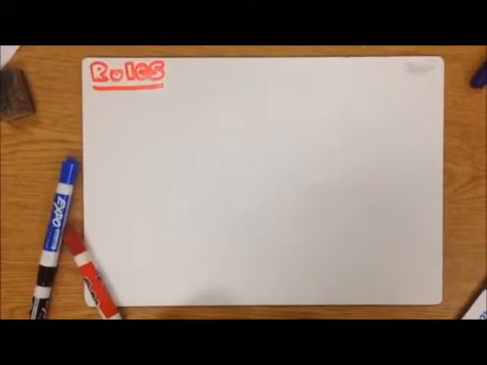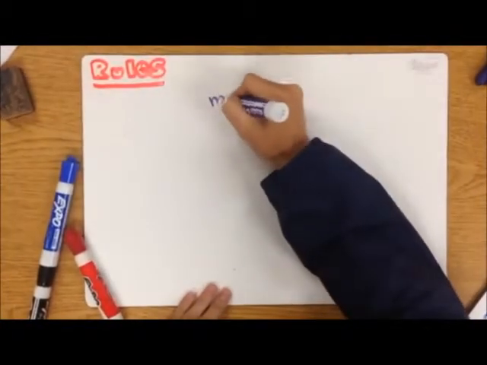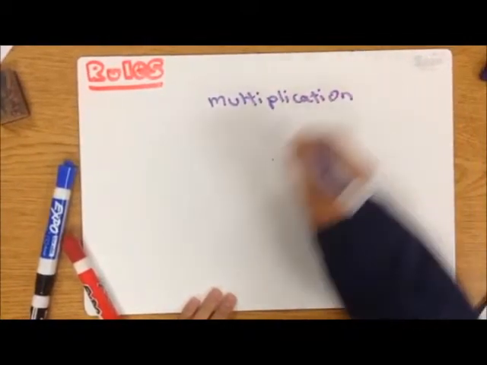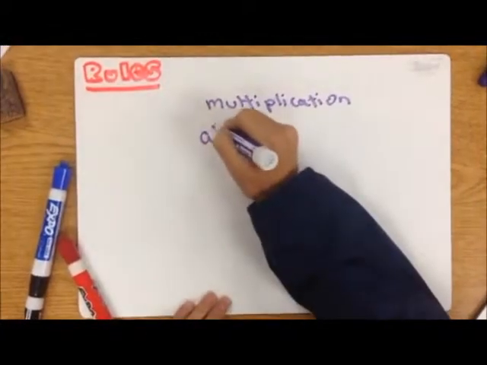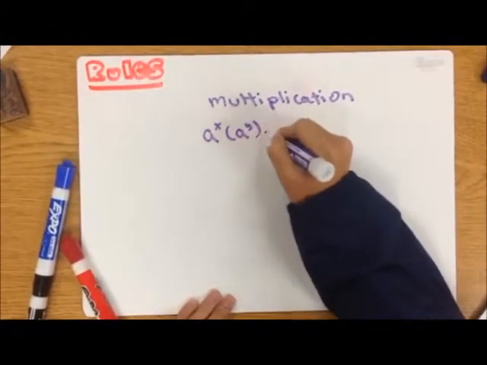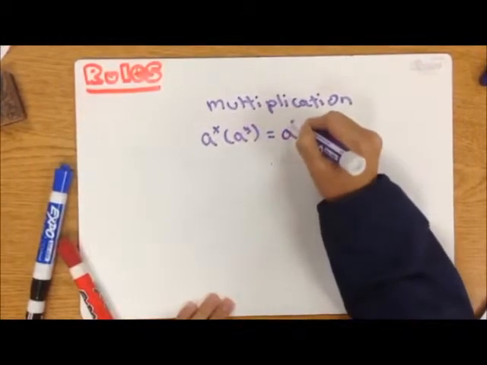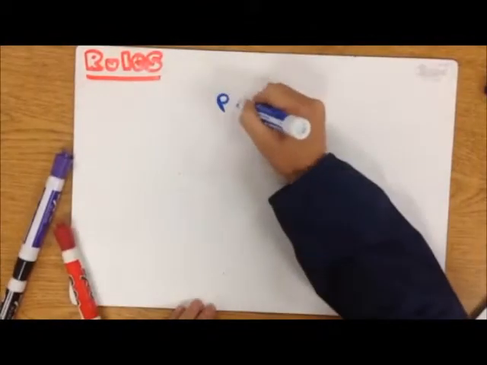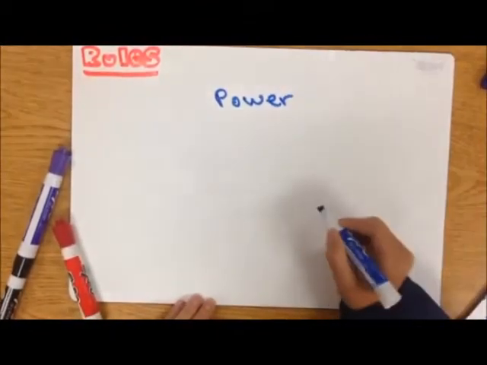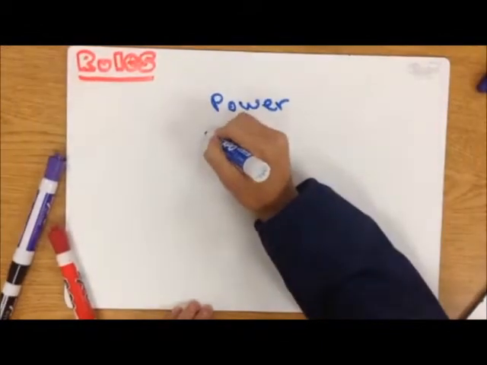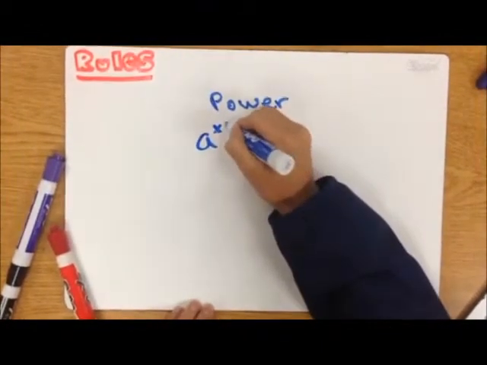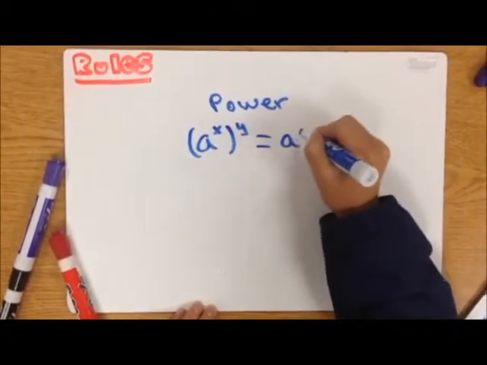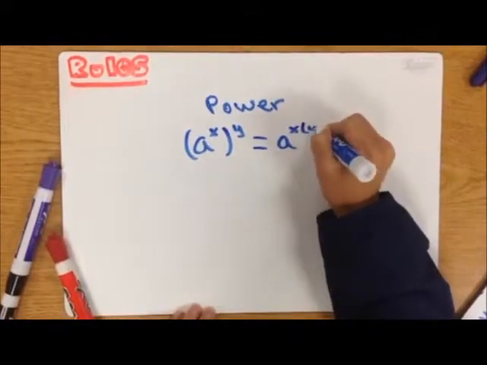The first rule to simplifying exponential functions is the rule of multiplication. The rule of multiplication goes: a to the power of x times a to the power of y can also be written as a to the power of x plus y. The next rule is the power rule. In the power rule, a to the power of x, to the power of y, can also be written as a to the power of x times y.